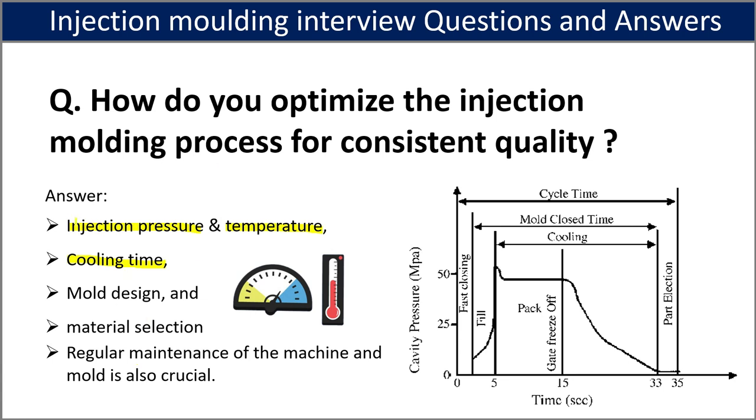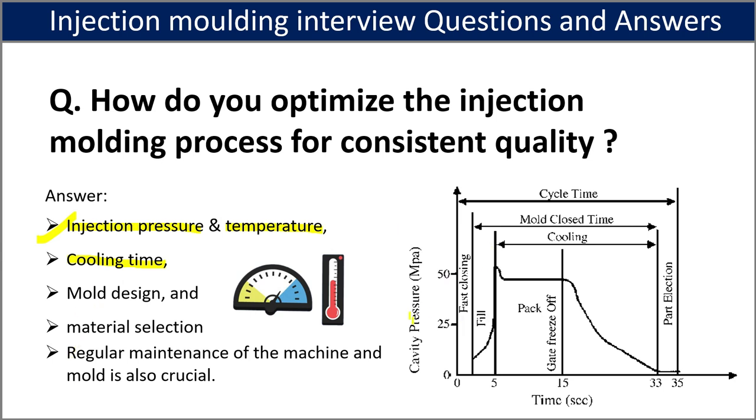So for consistent quality in the injection molding process, these are all the parameters that we need to take into consideration to have a good quality product.